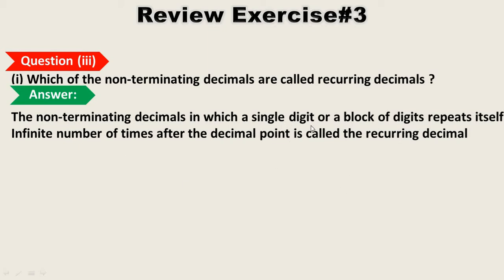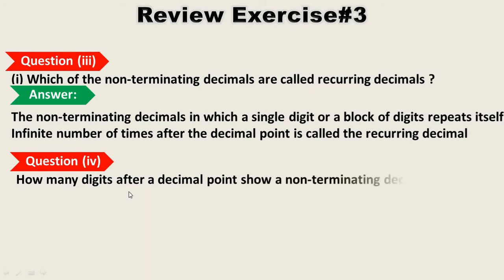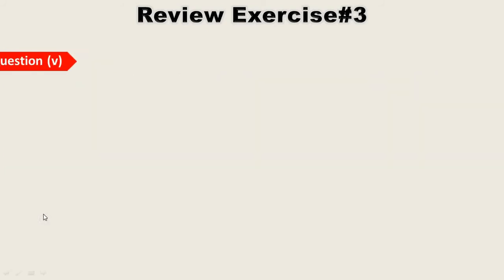Maybe a single digit is repeating or a block of digits. For example, 3.232323. Here, which is the block? 23 is the block of digits that is repeating itself infinite number of times after the decimal point, and it is called the recurring decimal. Part number 4 is how many digits after a decimal point show a non-terminating decimal. Its answer is infinite. Only infinite.